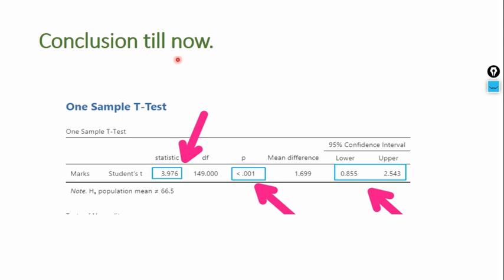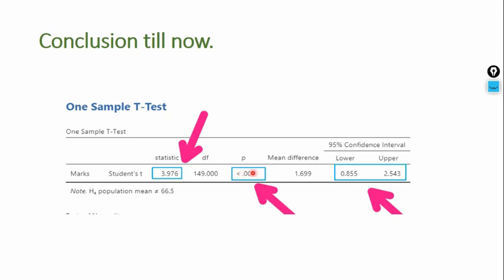Yes. Conclusion till now, one sample t-test. The output from our data set from Jamovi. One sample t-test compared with 66.5. This t value, this statistic, is called the calculated value. We will compare this calculated value with the table value. And this is the software generated p-value.